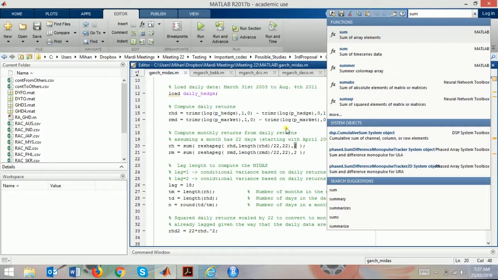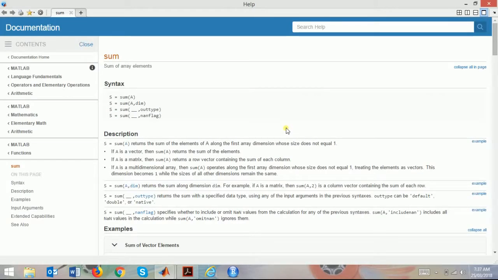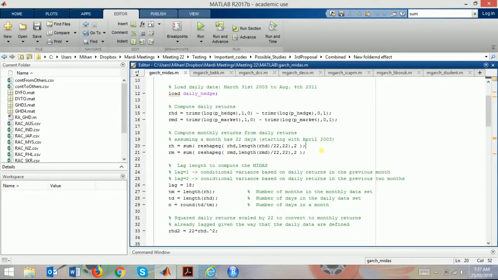First you convert 30 days to 22 days, the data is set to 22 days, and think about what you have in the block of data. By rows you have that many months after dividing by 22, and by columns you stack each day's hedge fund returns. Then you add them up fully. The sum dimension is by column, and then you have monthly returns, RH, and the same for the market.